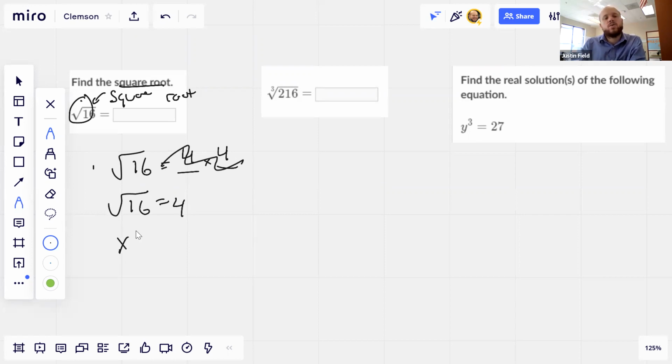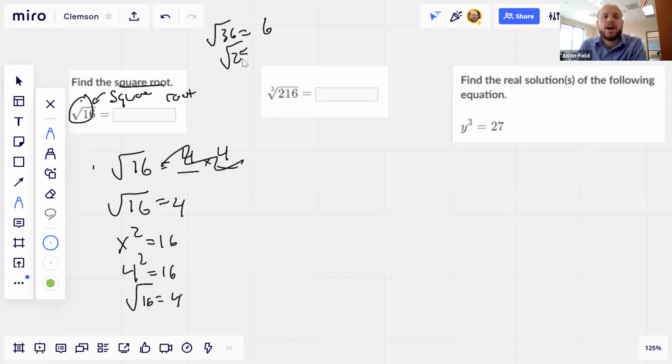Another way to say it is what number squared equals 16? And the answer is 4 squared. And that's why the square root of 16 equals 4. Let's keep going around in a circle. So what are some other square roots? The square root of 36. Well, 6 times 6 is 36, so it's 6. Square root of 25 is 5. Just think of that number that times itself equals whatever is under the check marky sign, aka the square root sign.